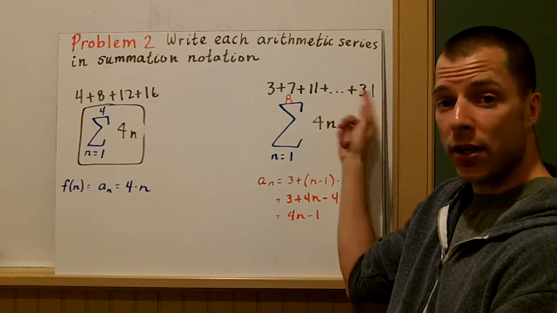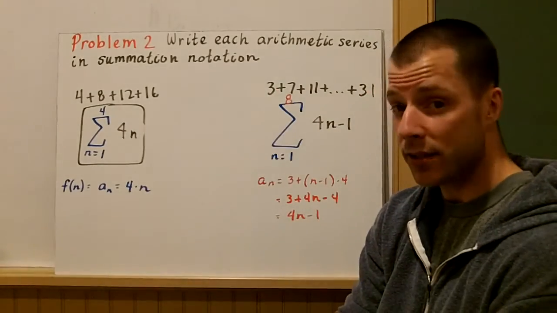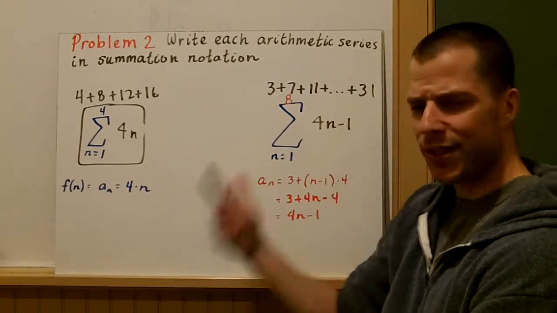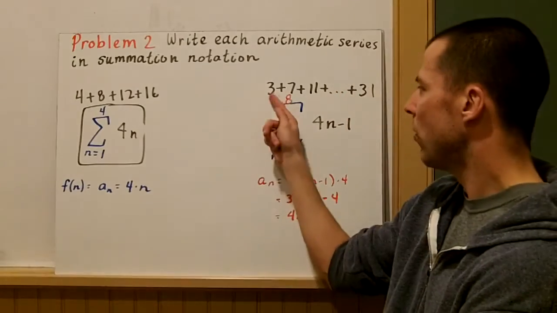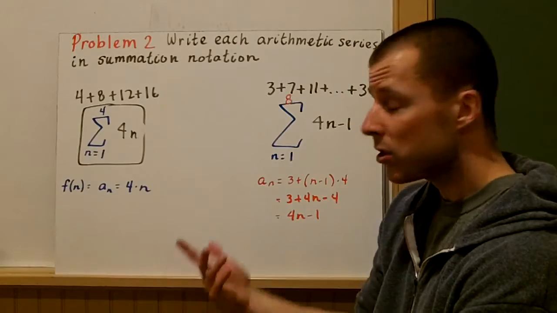Plus 31. So I still have a start, I still have an end. So again, this is finite. However, we're missing some terms in between. So it's not 1, 2, 3, it's not 4 terms. Okay, so let's start with what we do.